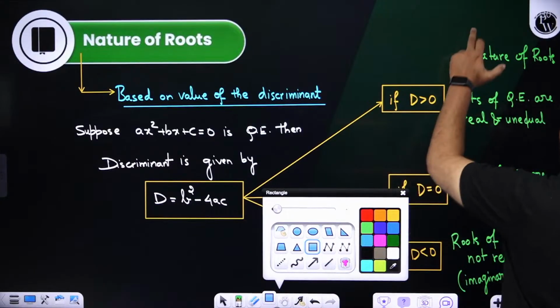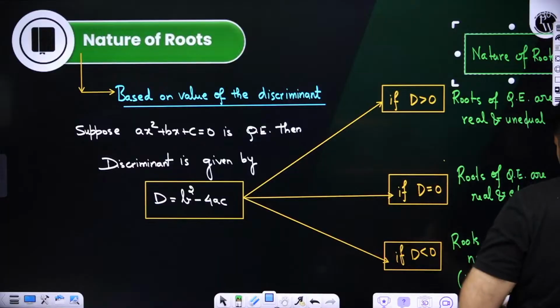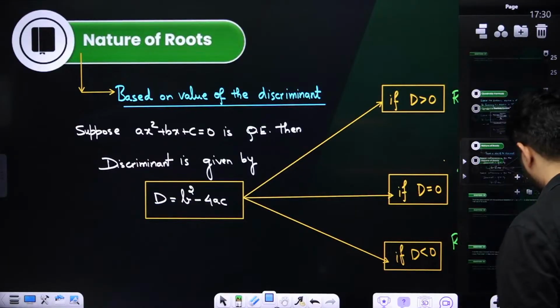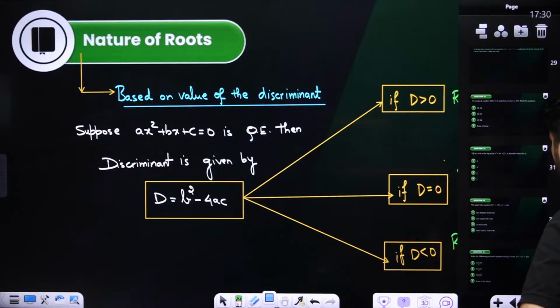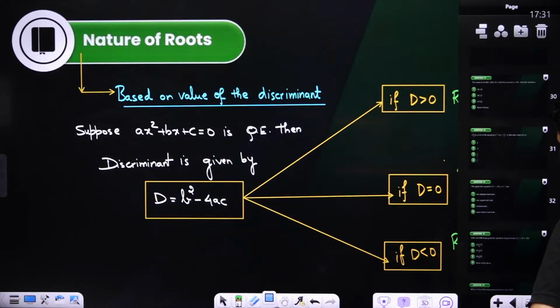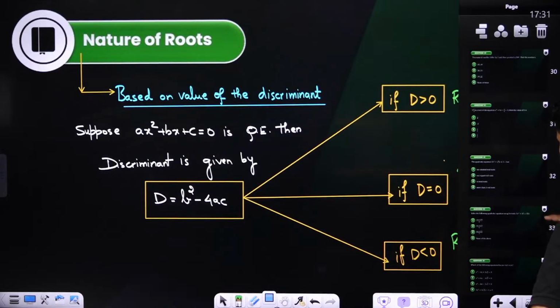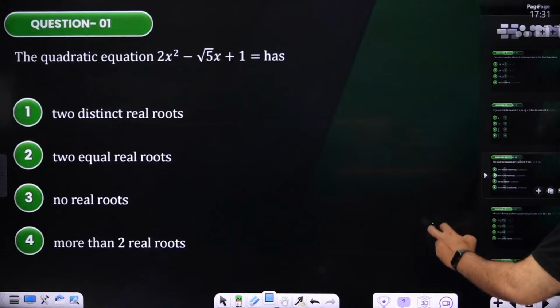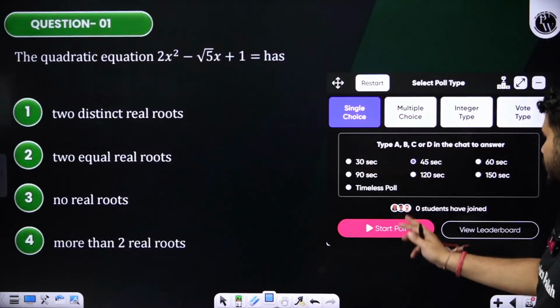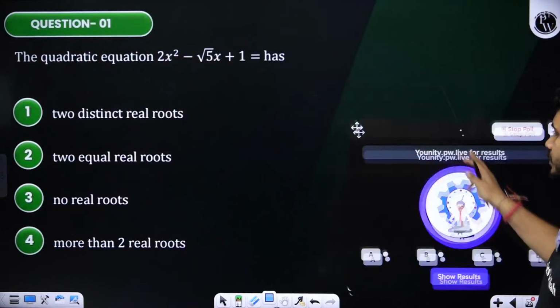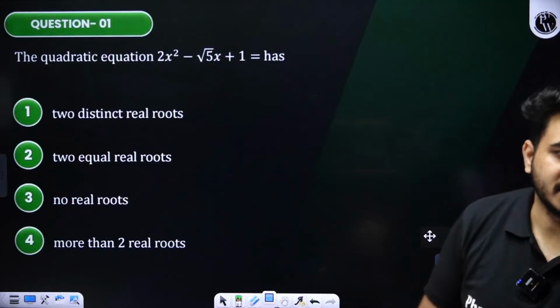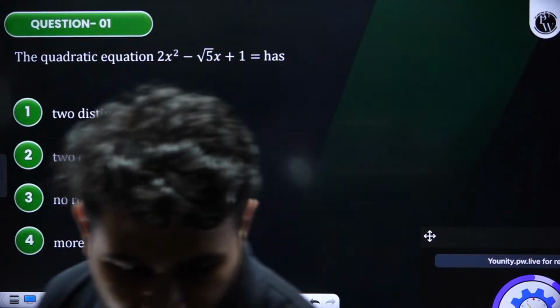Let's do one MCQ. Let's see how many of you will do it correctly. Can you do this problem, students? I'll give you 45 seconds. Let's do it fast. The quadratic equation has what kind of roots over here? Do it.